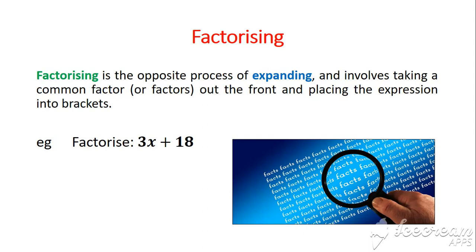Here's a quick example to see if you remember some factorising skills. We're going to factorise 3x plus 18. Well, 3x is made up of 3 times x, and 18 is made up of 3 times 6. They both have a common factor of 3. So we're going to take 3 out the front of the brackets, and that leaves inside the brackets the x, because 3 times x makes 3x, plus the 6, because 3 times positive 6 makes positive 18.